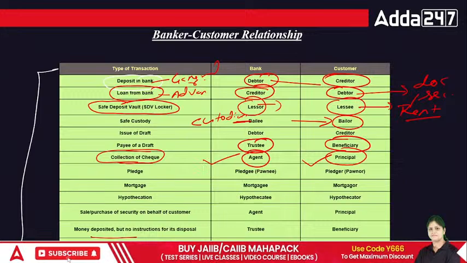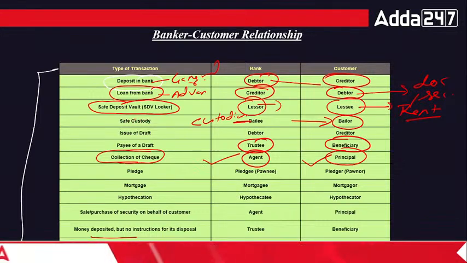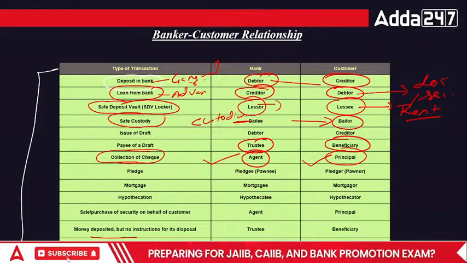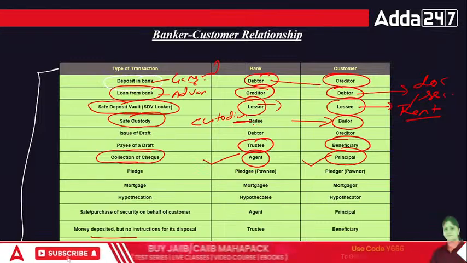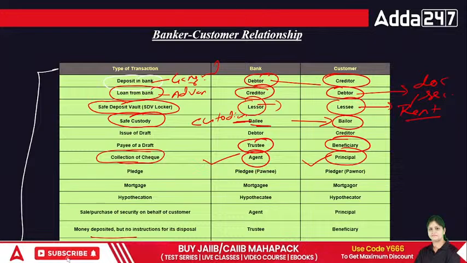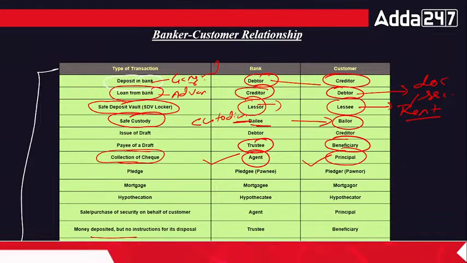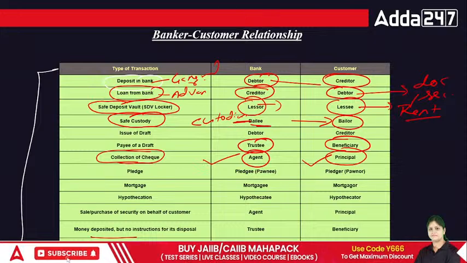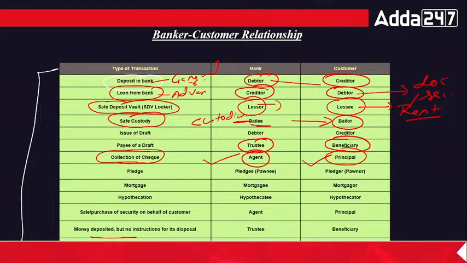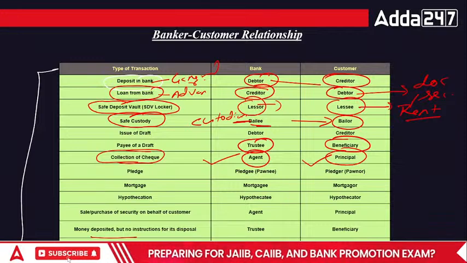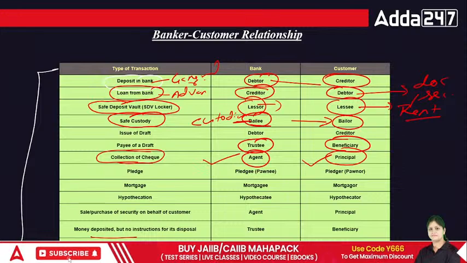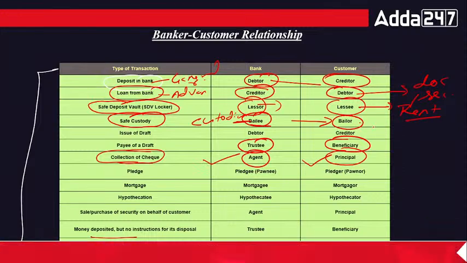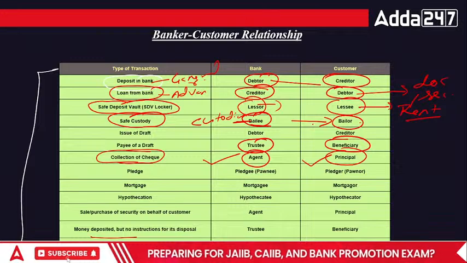So if I have deposited any precious thing into the bank in safe custody, the bank is the bailee. So the bank is the custodian. And the custodian is who is the custodian of the goods. So that person is the custodian of the goods, we call it the bailee. And the bailor is the person to whom the goods belong.